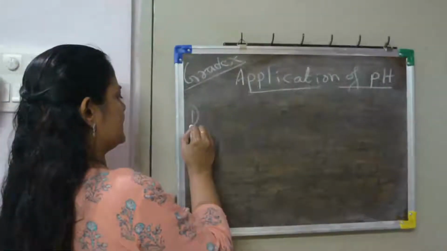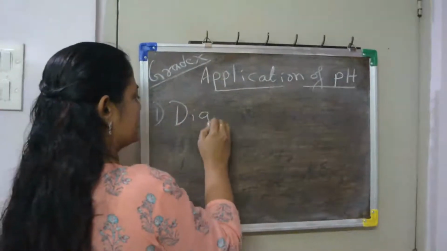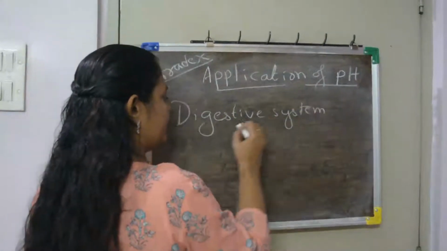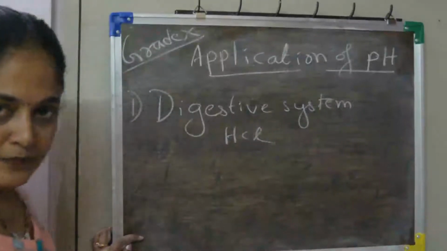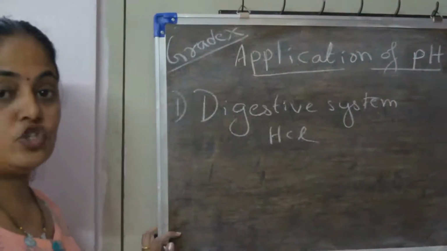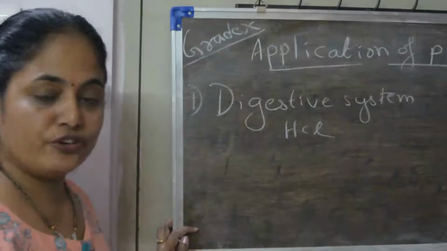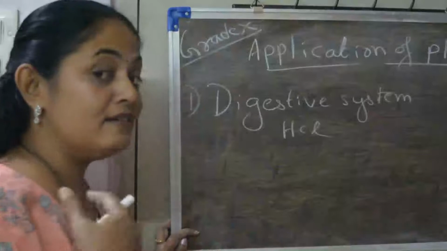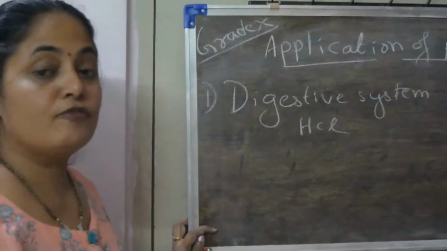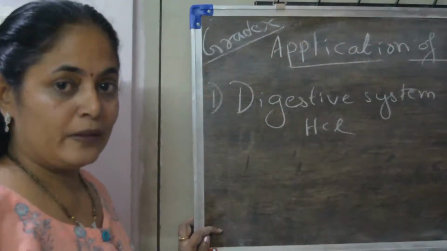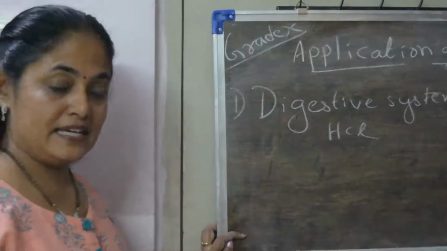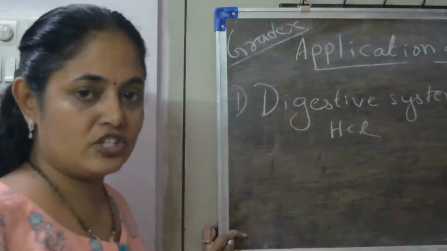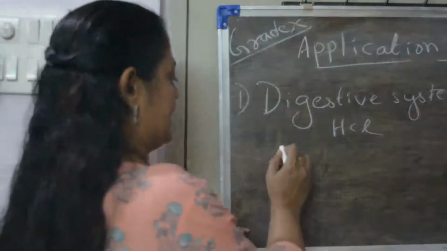The first one is application of pH in the digestive system. You know that hydrochloric acid is released in our stomach, a strong acid which is used for digestion of food. But when the release of hydrochloric acid increases in our stomach, the food gets undigested. At that time we get pain in our stomach, irritation, burning sensation, and that condition we say as acidity.